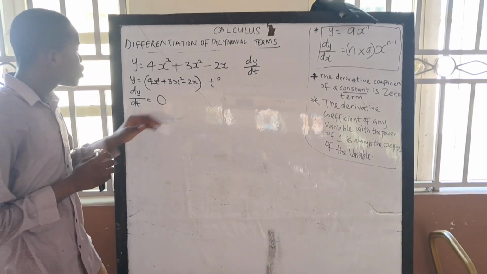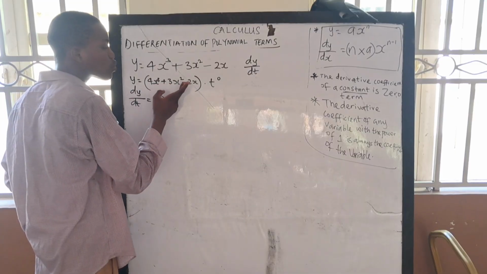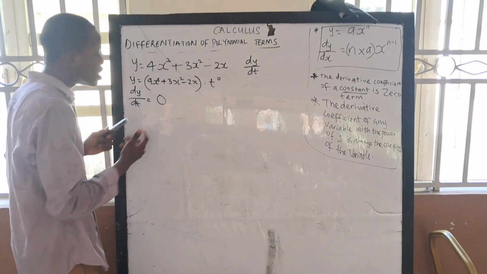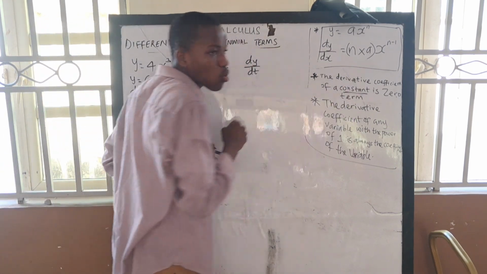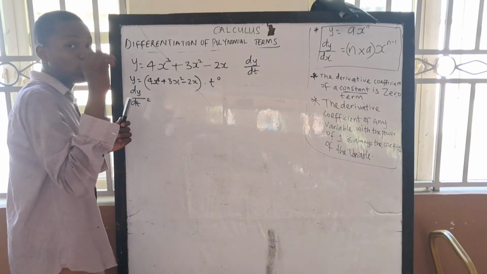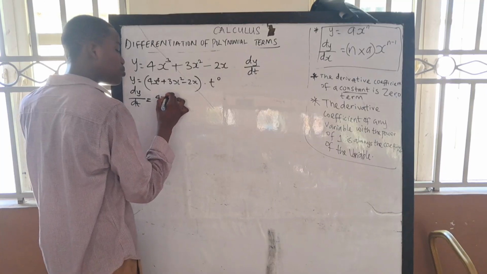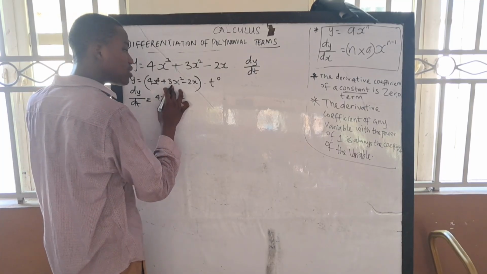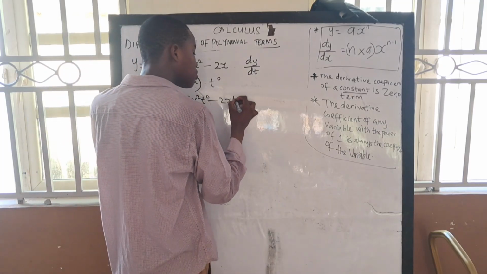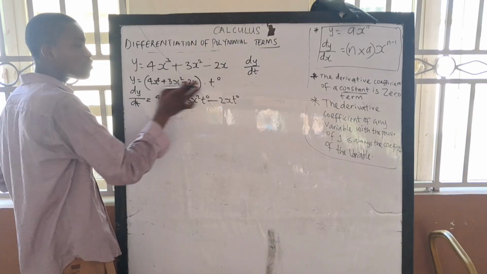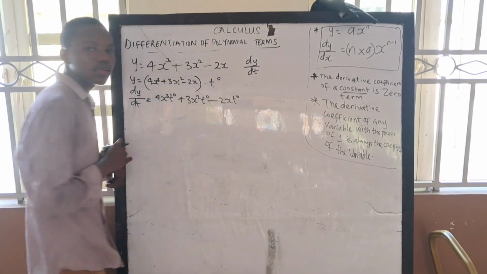So now let me show you, if you doubt. I'm having 4x cubed plus 3x squared minus 2x times t raised to the power 0, right? Let's say I don't know this rule at all, let's say it eluded my mind. So now open the bracket. I'm having 4x cubed t raised to the power 0 plus 3x squared t raised to the power 0 minus 2x t raised to the power 0, right?